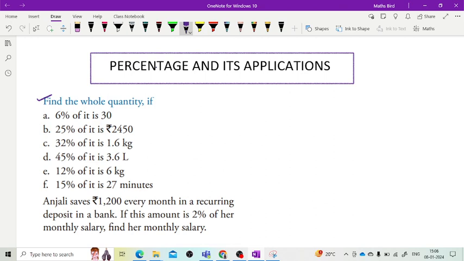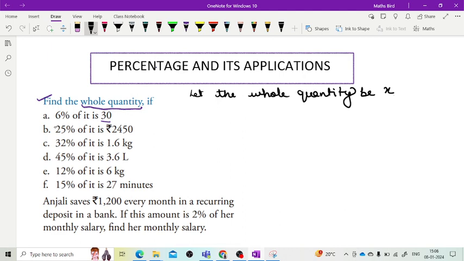Find the whole quantity if 6% of it is 30. First thing is, they are saying find the whole quantity. So firstly you will write, let the whole quantity be x. So let the whole quantity be x.